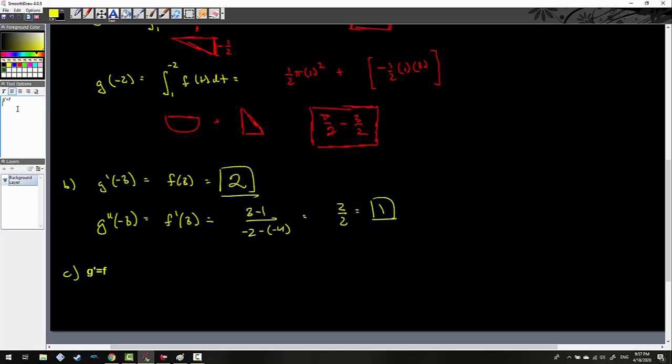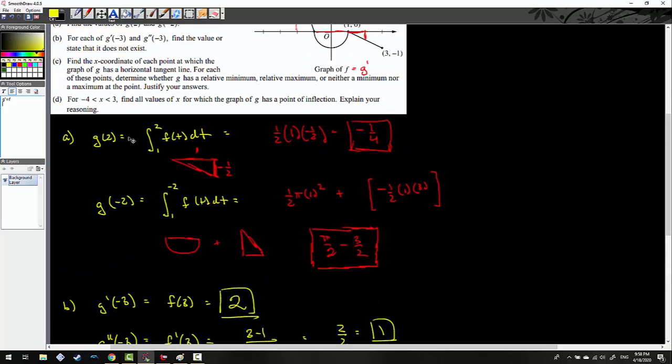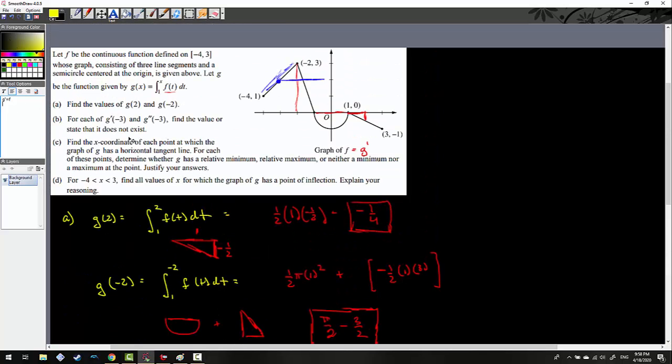So from here, how can we determine if g has a relative min, max, or neither? Well, remember, g will have relative extrema when g prime changes sign, when g prime goes from positive to negative or negative to positive. In other words, when f changes sign. So we have two candidates for relative extrema. I'm actually going to scroll up for this one. I know I said I wasn't going to do it, but I'm going to do it anyway.